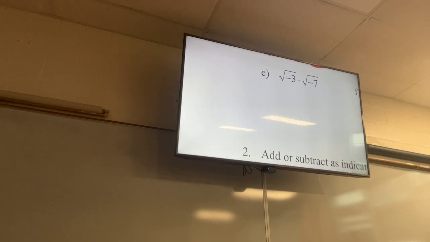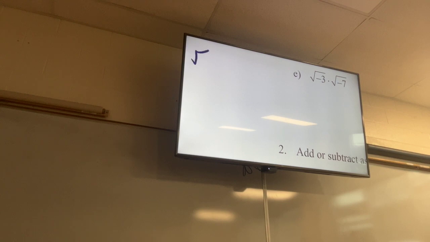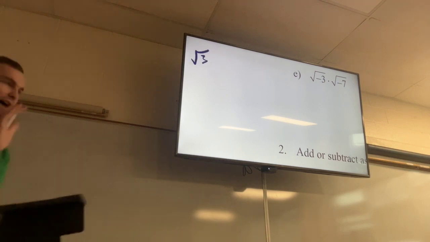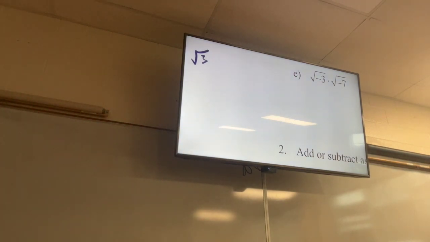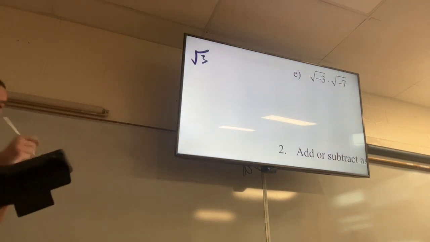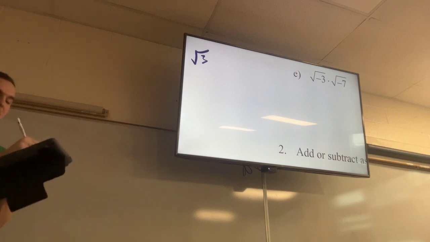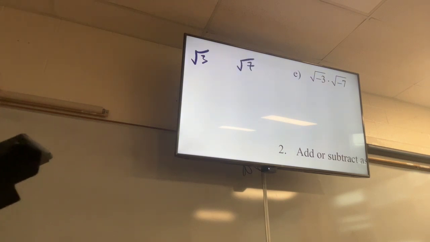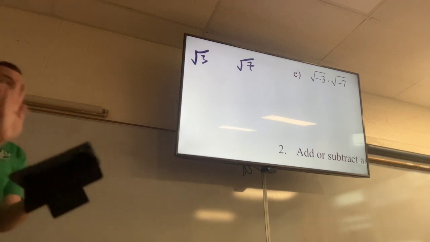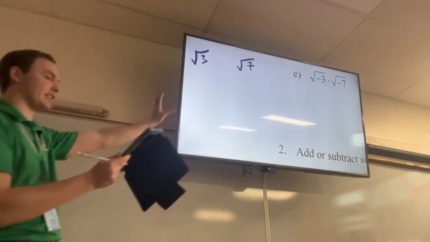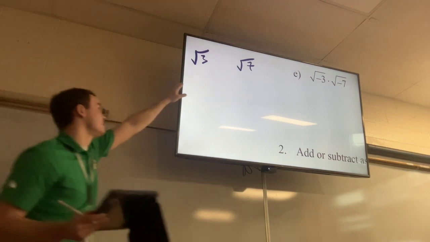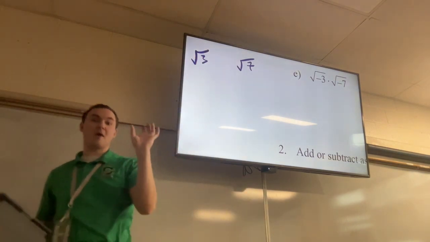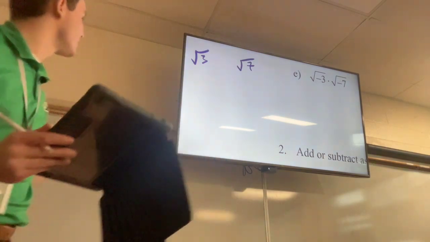The square root of negative 3 times the square root of negative 7. How would we do the square root of 3? Does it have any perfect square factors? No, it doesn't. So it just stays like that. We can't simplify any farther. What about the square root of 7? No. No perfect square factors. We just keep it as the square root of 7. Okay, you can only pull out numbers from underneath the square root symbol if there are perfect square factors.